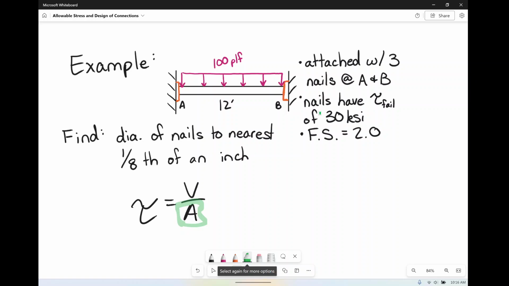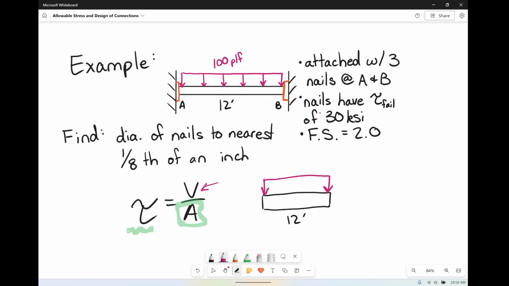So we don't have area, but we do have our stress. We're going to be able to find that, but we do need to find the shear. So we're going to draw a free body diagram. Not really to scale here because it doesn't really matter. So it's 12 feet wide, and we have our uniform 100 pounds per linear foot. That's just pounds over feet. And I'm going to find what AY and BY are.